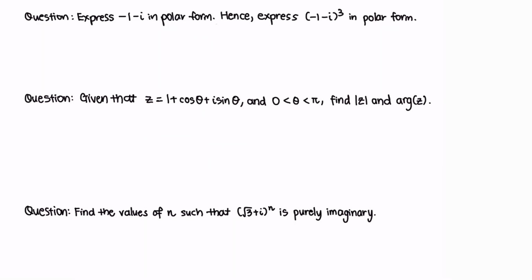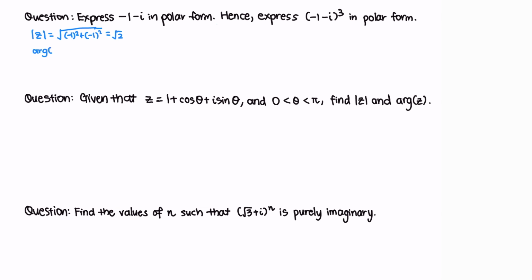Okay, when we're expressing from Cartesian form in terms of polar form, we must find the magnitude, mod of z, and the argument of z. So let's do that. Mod of z will just be the square root of x squared plus y squared, if you remember Pythagoras' theorem. So we get negative 1 squared plus negative 1 squared, which is equal to the square root of 2. Our magnitude is square root of 2.